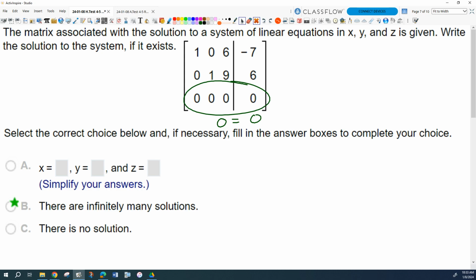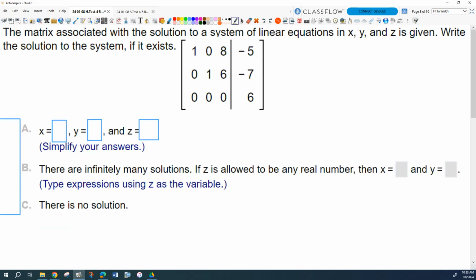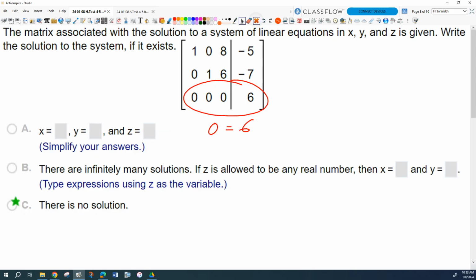Okay. What happens if you get one like this? No solution, because the bottom row is telling us 0 equals 6, which is false. So we get no solutions.